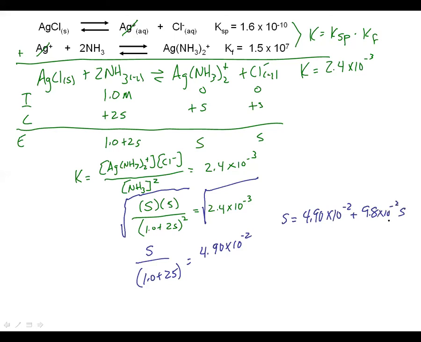We want to combine our S's to one side. Gets us 0.902S equals 4.9 times 10 to the minus 2. We want to divide by S to the other side. So that's going to get us 0.054 as the molar solubility of silver chloride in ammonia.